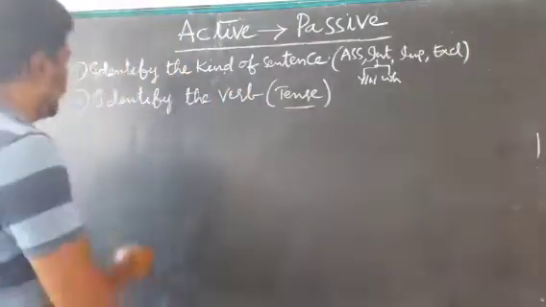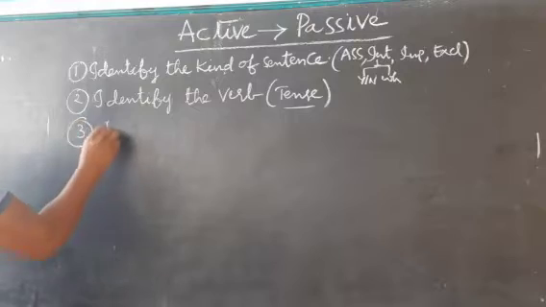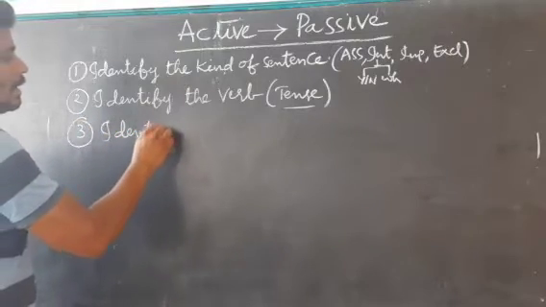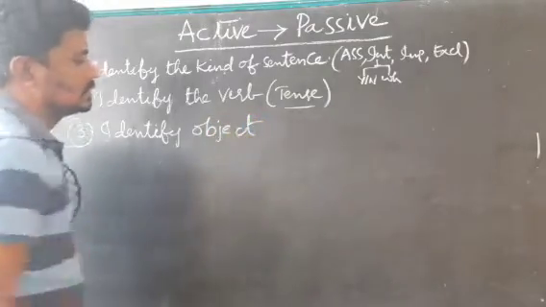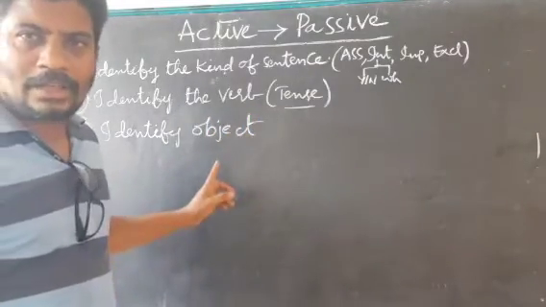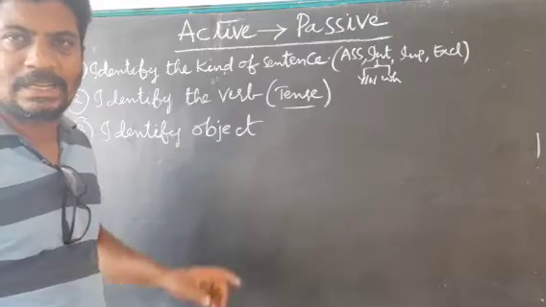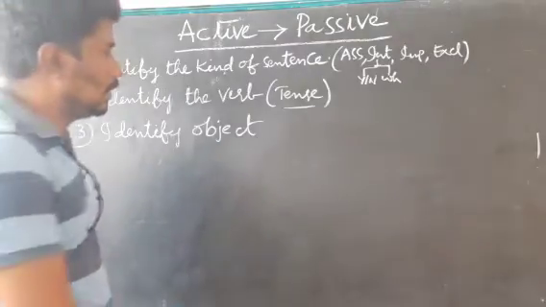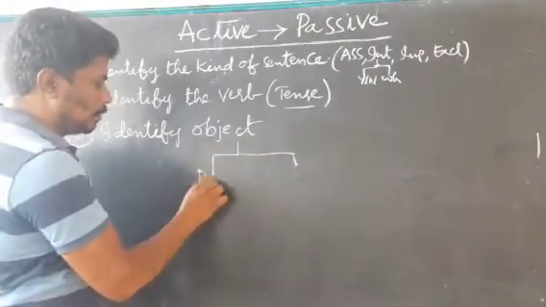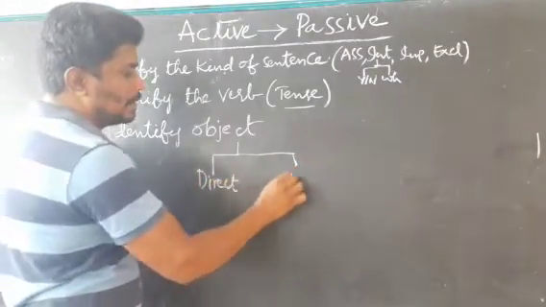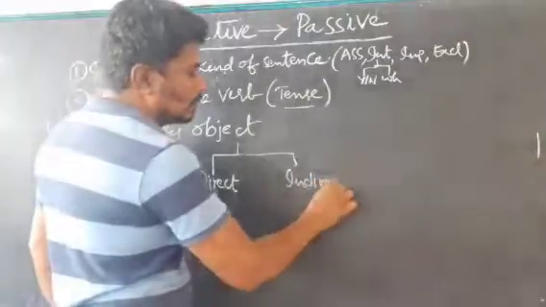After identifying the tense, the third step is to identify the object in the given sentence. We have got objects in 2 types: one is direct object and there is indirect object.